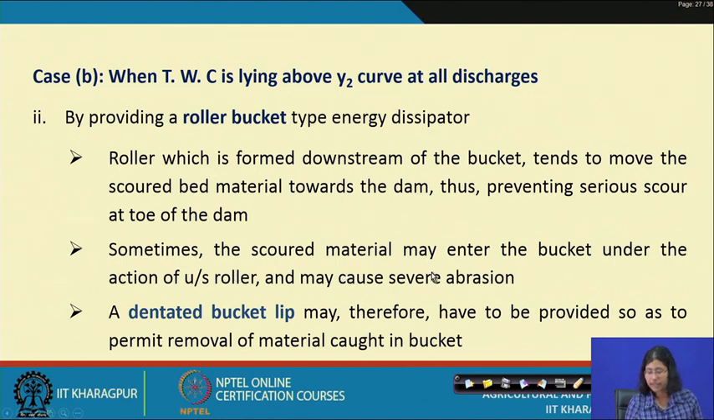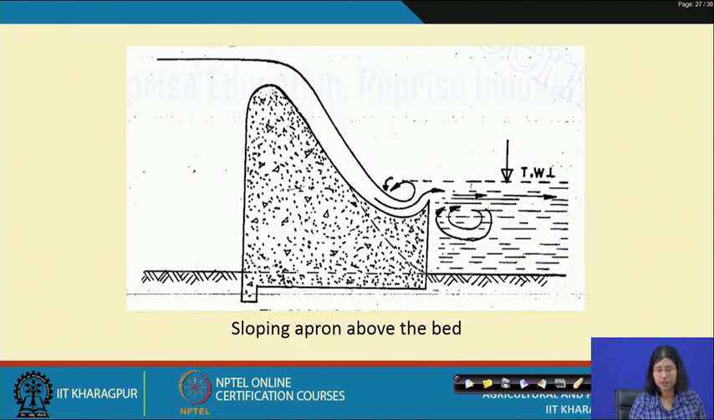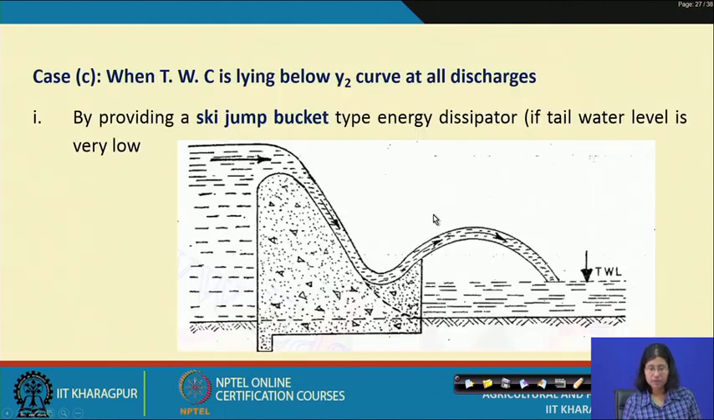Sometimes the scoured material may enter the bucket under the action of the upstream roller and may cause severe abrasion. So, what can we do in that case? A dentated bucket lip may therefore have to be provided so as to permit removal of material caught inside the bucket. So, in the next slide I am going to show the structure. Like this, a bucket kind of arrangement is to be provided, and this is the sloping apron above the bed where there is a formation of whirlpool and there is a bucket kind of arrangement here.